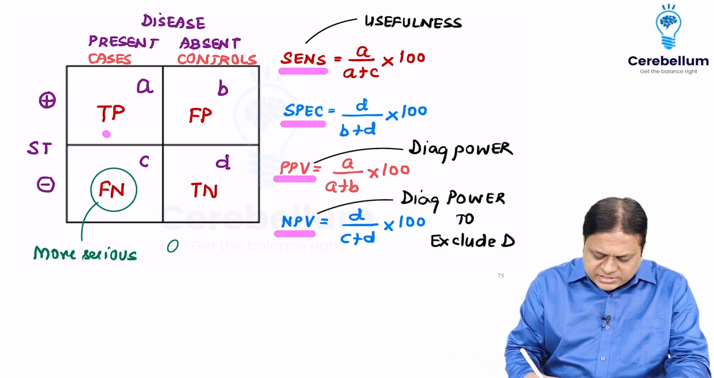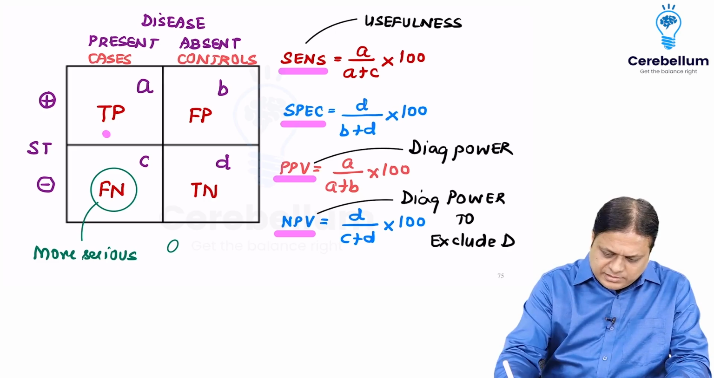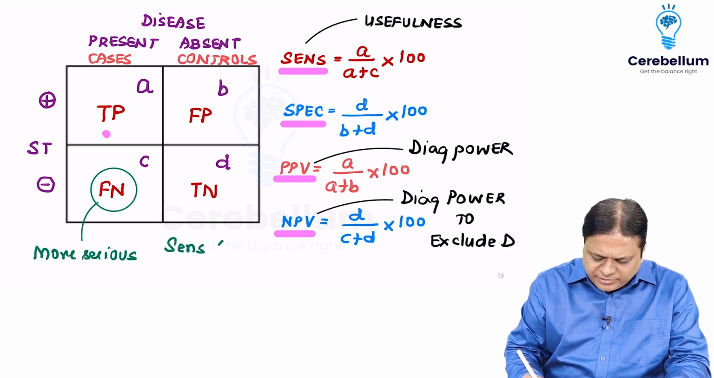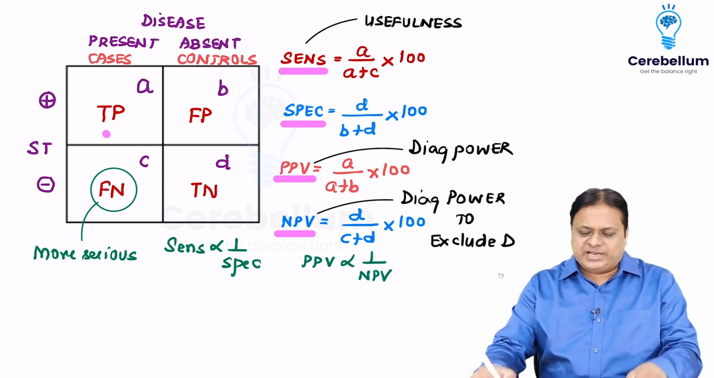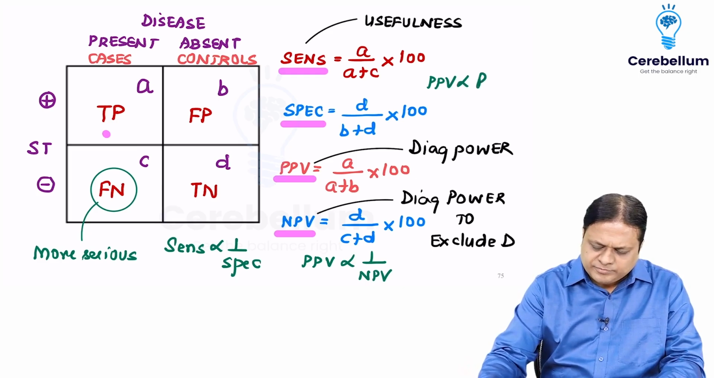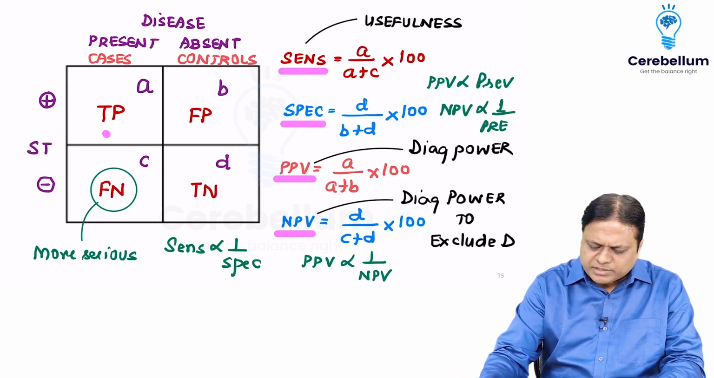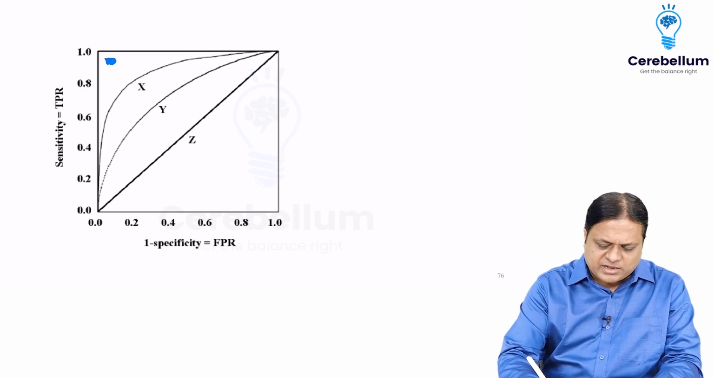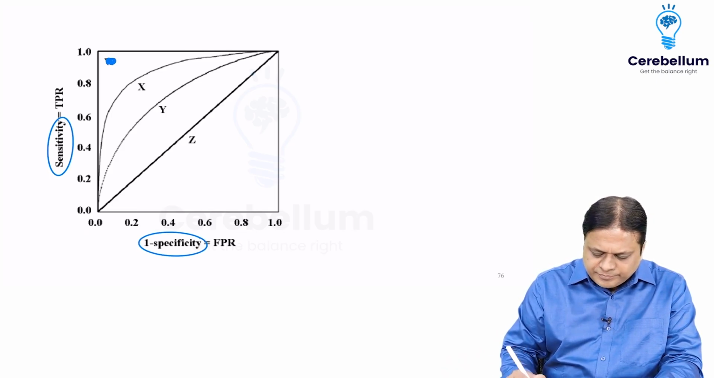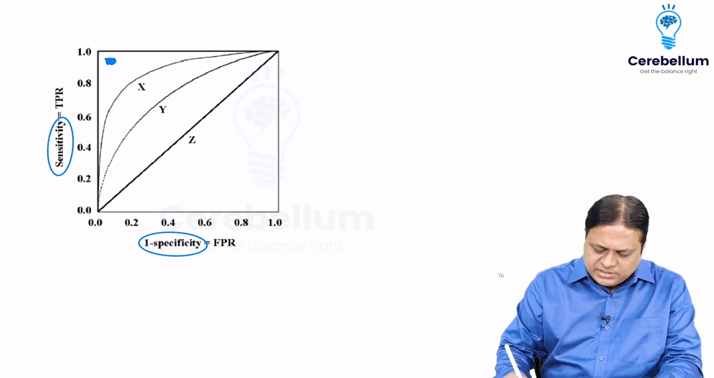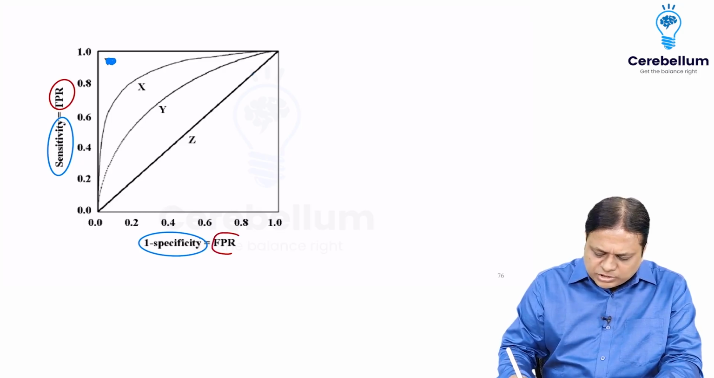Please remember, sensitivity is generally inversely related to specificity, and PPV is generally inversely related to negative predictive value. PPV is directly proportional to prevalence and negative predictive value is inversely proportional to prevalence. If you see carefully, this graph is drawn between sensitivity and 1 minus specificity. Or, in other words, true positive rate and false positive rate.